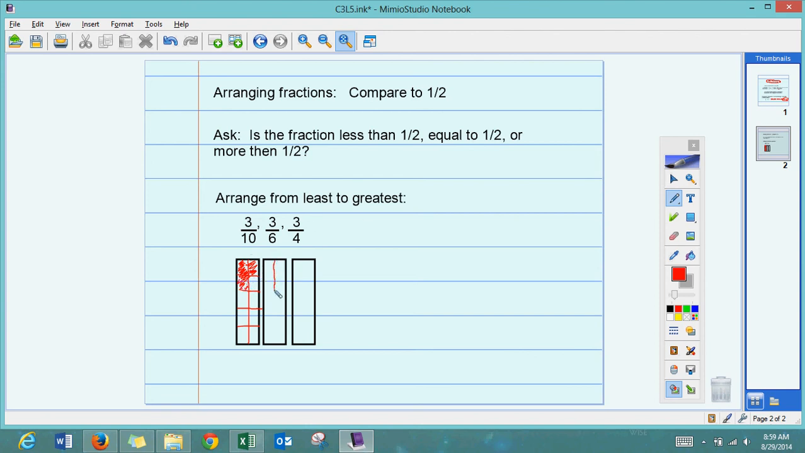3/6, I would need to divide this into 6 equal pieces. 1, 2, 3, 4, 5, 6, and I have 3 of them. Okay. 3/4, I have 4 equal groups, and I have 3 of them.